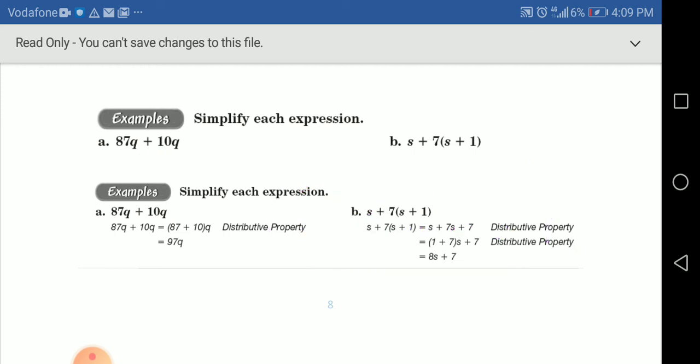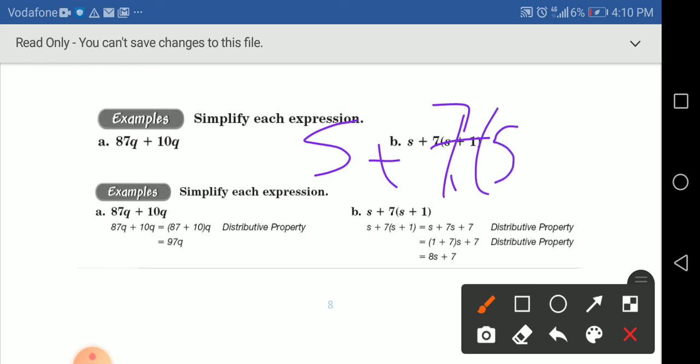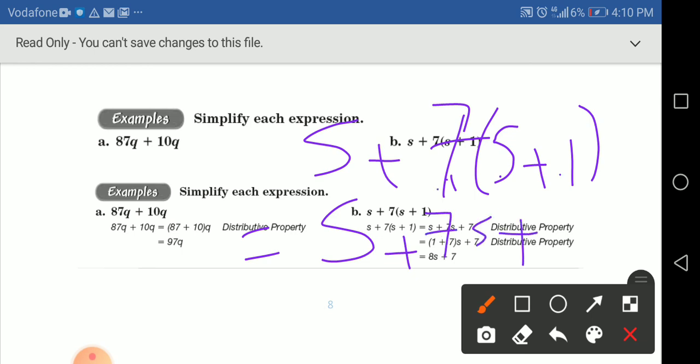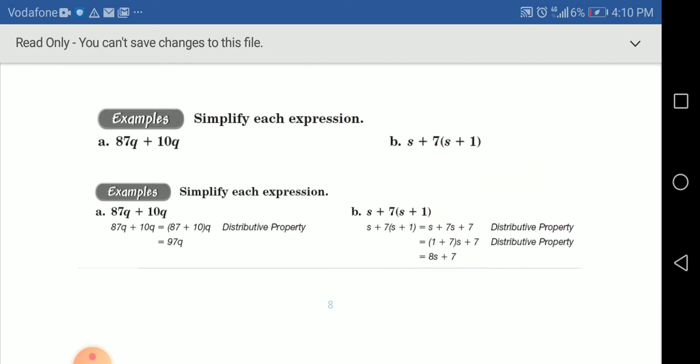What about that? We have here s plus 7, in bracket, plus 1. I want to simplify. So 7 times s equals 7s, and 7 times 1 equals 7. 7s plus s equals what, guys? We have an invisible 1 here. 1s plus 7s is 8s, plus 7. So this is the simplest form, because we don't have any common or like terms.